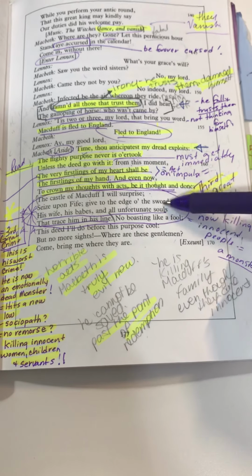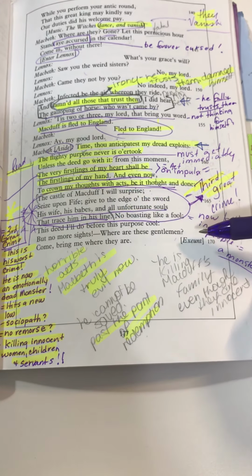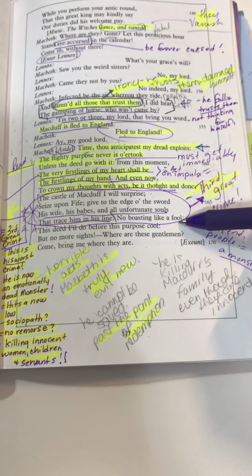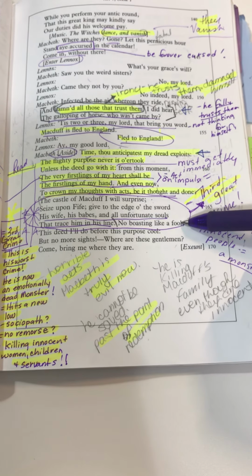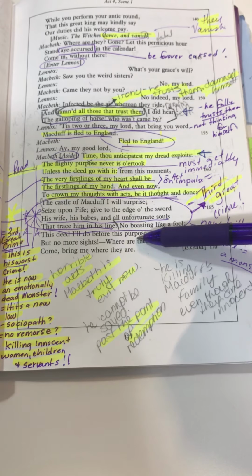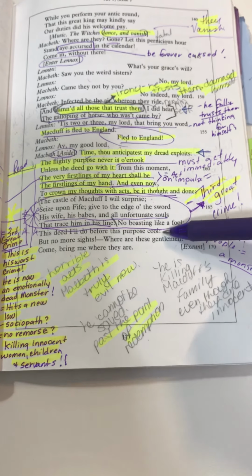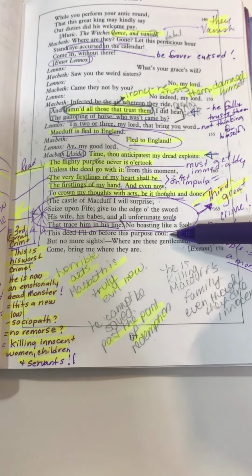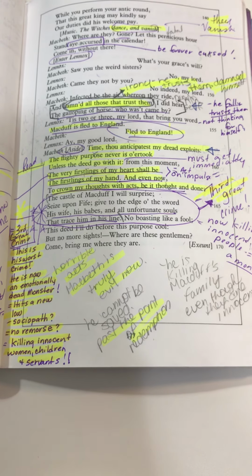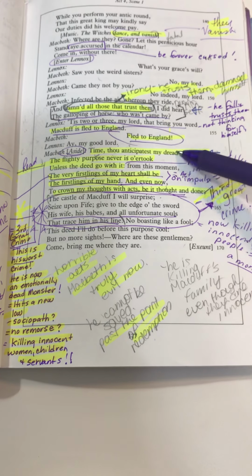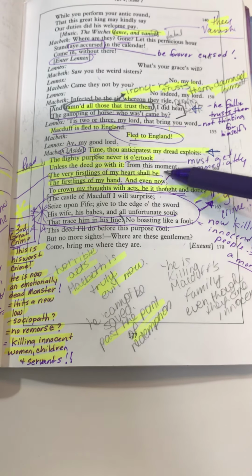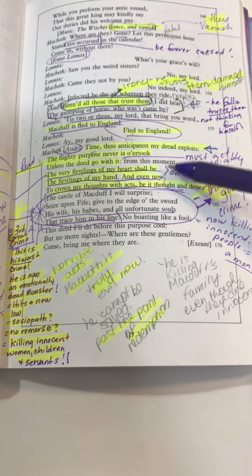Okay, so he's going to kill all of Macduff, anybody in Macduff's castle. He's not going to take a moment to boast about it. He's just going to go ahead and do it. This deed I'll do before I even stop thinking about it. Nice guy. From this moment, the very first things of my heart shall be the first things of my hand.